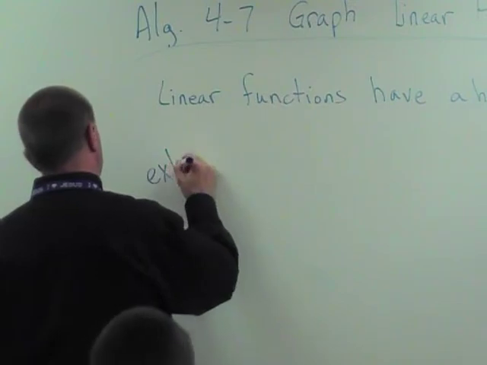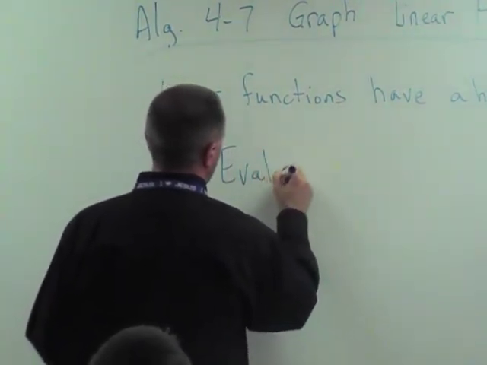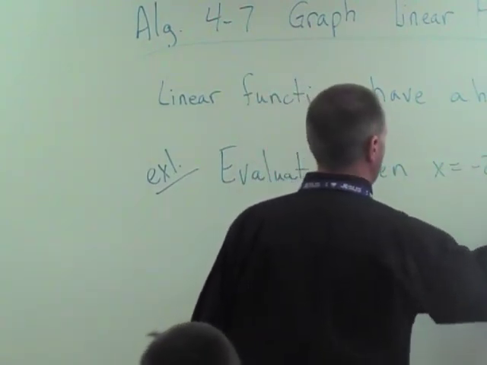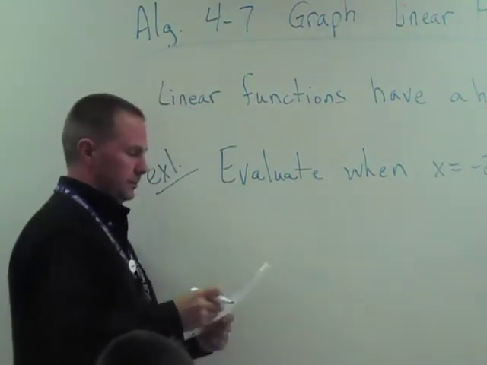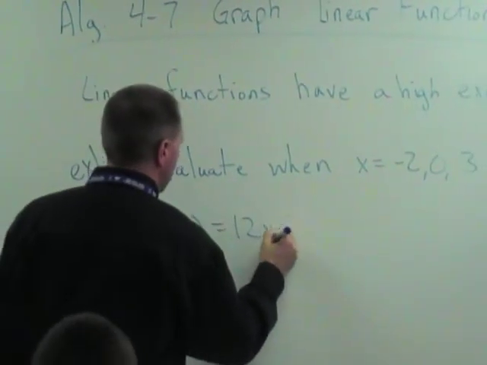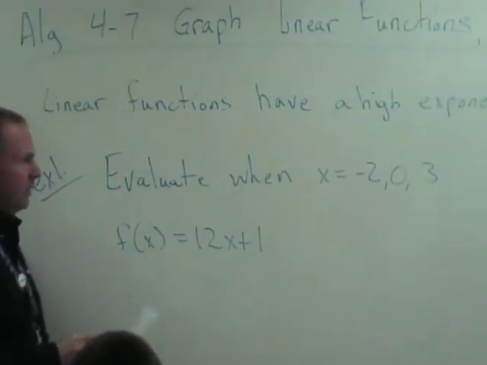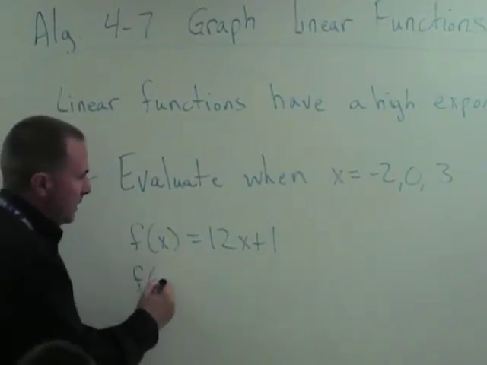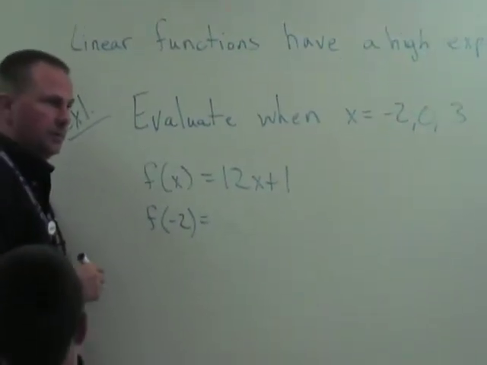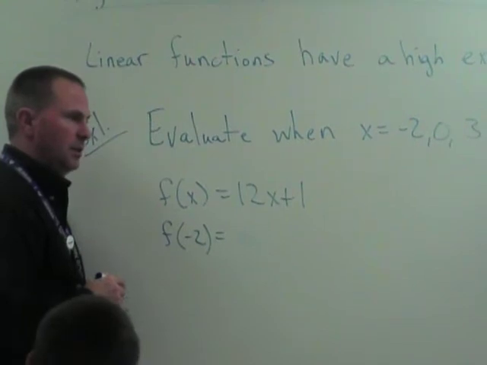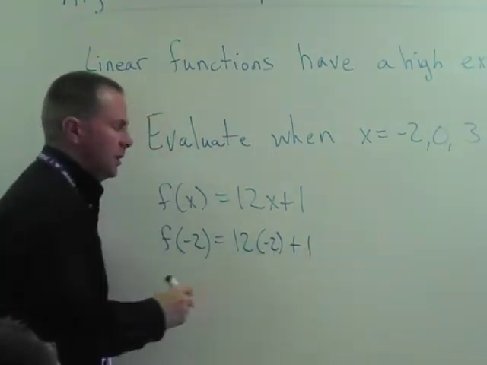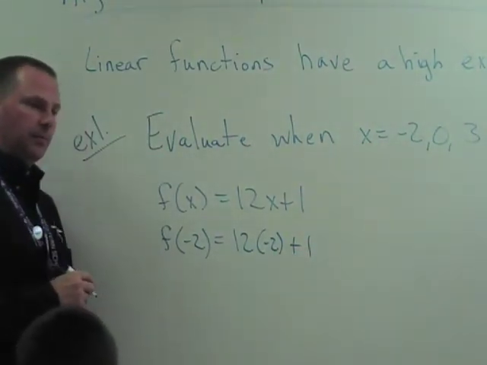Okay, so example 1. Evaluate when x equals -2, 0, and 3. Here's your first function. f of x equals 12x plus 1. What they're asking you is, what is the function when x is -2? So what is the answer to the equation when x is -2? You plug -2 in, or substitute -2 in for x, and then you solve it.